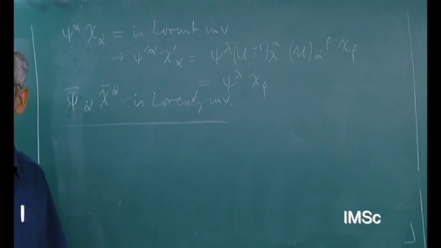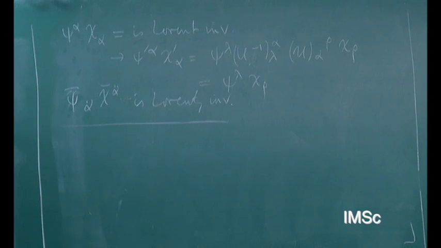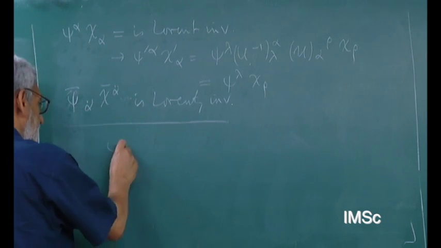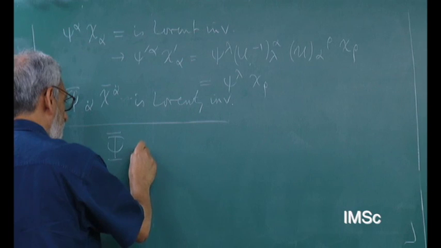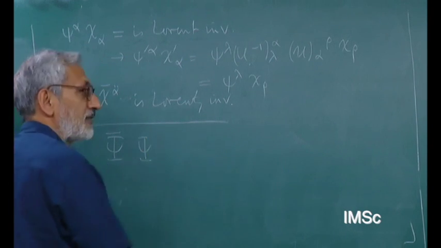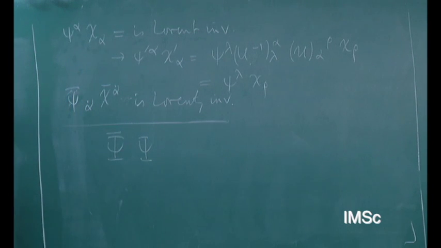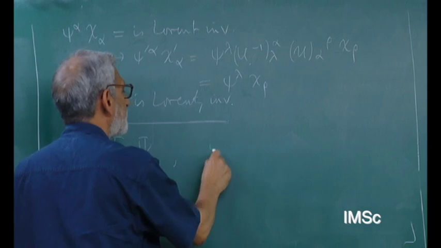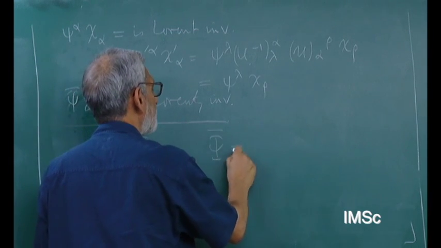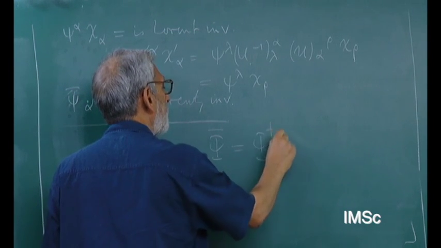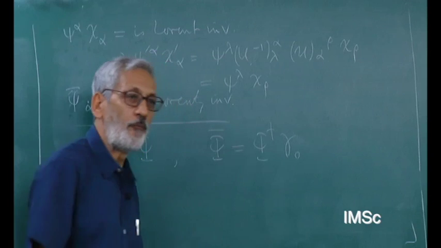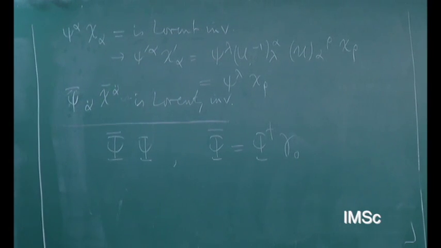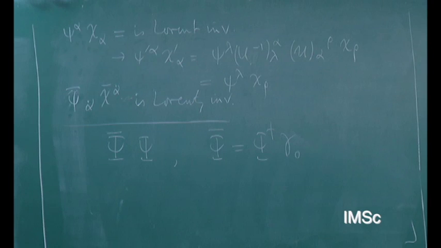Now, this is a slightly different way of writing Lorentz invariance than the 4-component notations that you have had. How would you have written a 4-component Lorentz scalar? Psi bar, psi. What is bar? Psi dagger, gamma 0. Is that clear? This is what you normally would have done.